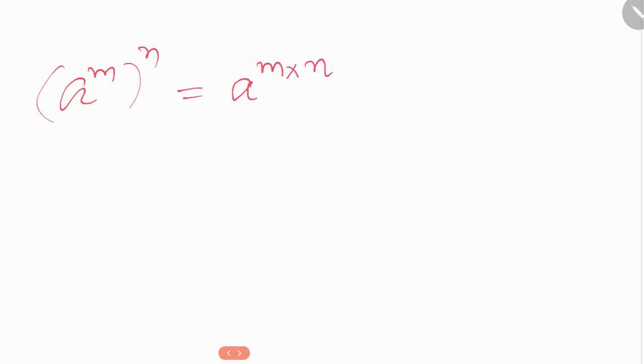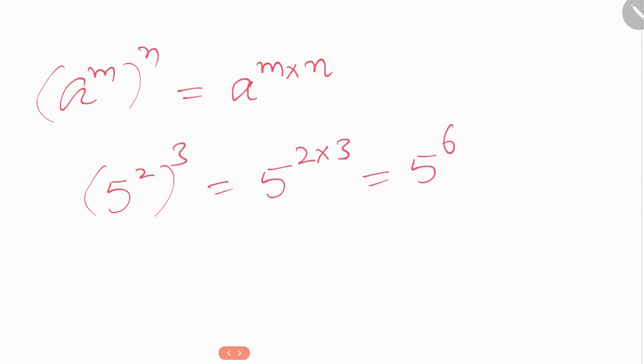Now another law, that is a power m whole power n. Here power of power is there. At that time the powers must be multiplied: a power m into n. Both powers we have to multiply. If I take an example, 5 square whole power 3, then according to the law, 5 power 2 into 3. If you multiply the powers, we'll get 5 power 6.